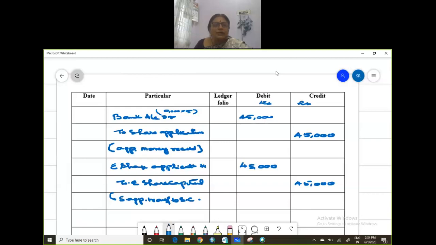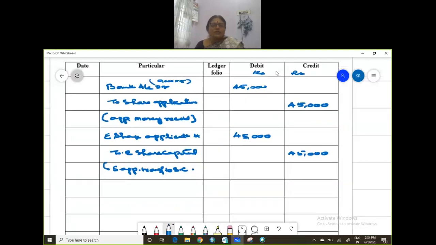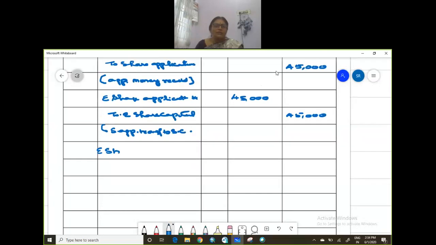Fine. Then we go to the next journal entry. What is due now? Equity share allotment account debit to equity share capital, being allotment money due. How much is that? 9,000 into 3. 9 threes are 27.